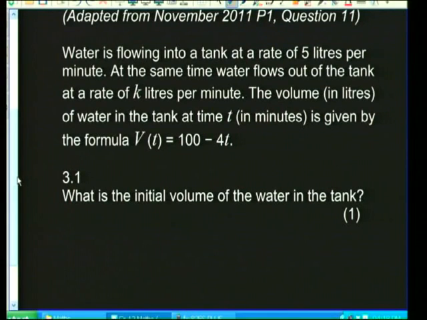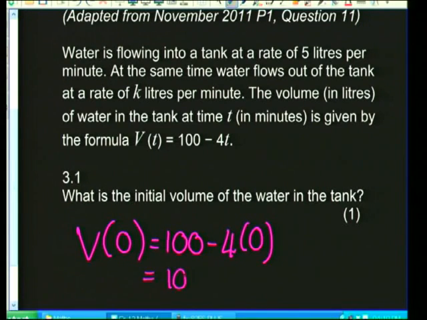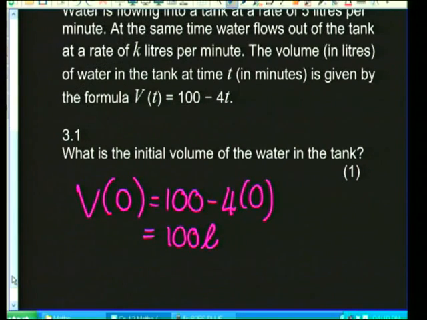The first question is asking us what is the initial volume of water in the tank. If we're looking at it in terms of a timeline, no time has passed at the very initial time. So we're going to substitute in and work out what the volume of our tank would be at 0 minutes. That's going to leave us with a volume of 100 liters. So the initial volume of our tank is 100 liters of water.